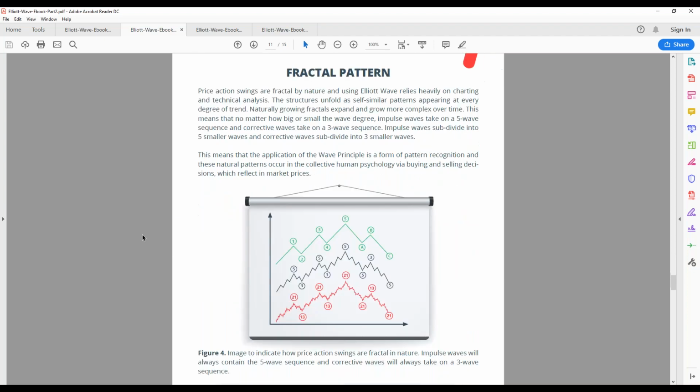Now, fractal pattern. Already in the beginning of this course, on this image, I explained what I mean by fractal by nature. It's basically these swings, the waves actually containing subwaves, and the patterns reoccurring because they're naturally growing. In order for the market to have progress, it has to have continuation, and for the continuation to occur, fractals occur, and they become more complex over time.